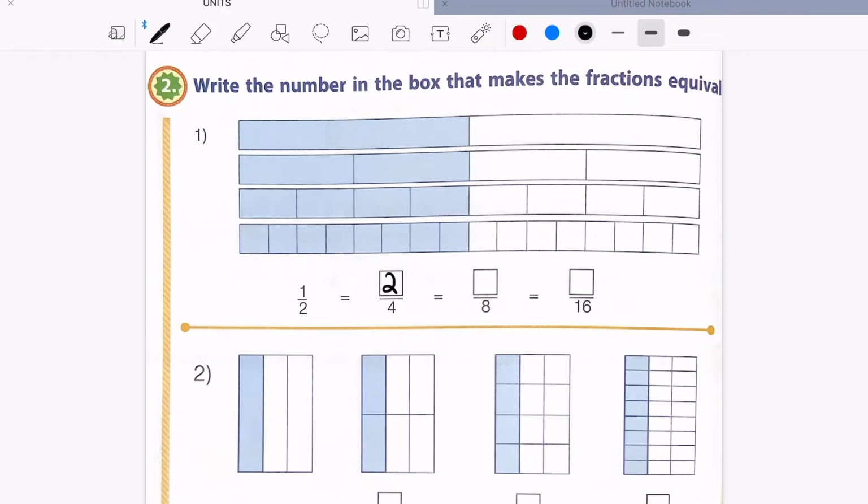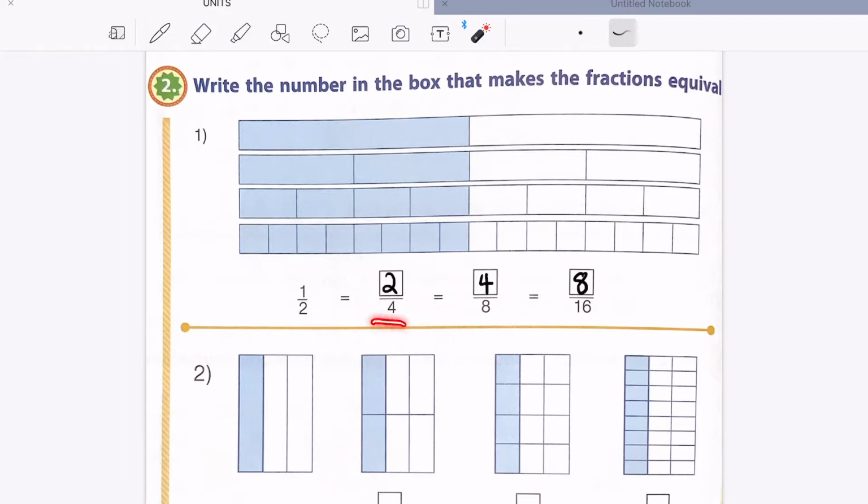The next one, we see 8. Let's count together. 1, 2, 3, 4, 5, 6, 7, 8. And we see 4 parts are colored in. So we're going to write 4/8. Let's take a look at the last one. We see 16 parts, and 8 are colored in. So we're going to write 8/16.